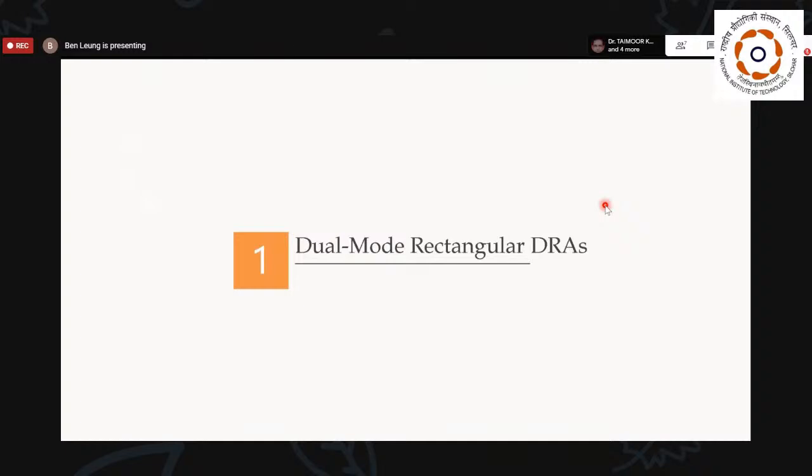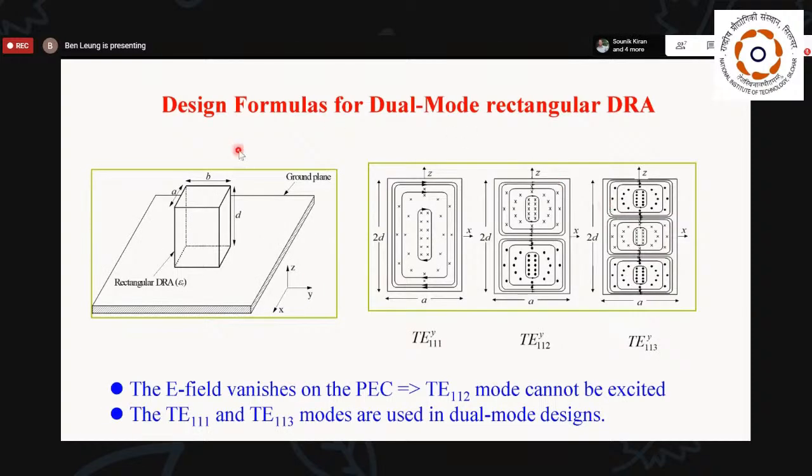Next, I'm going to discuss dual-mode rectangular DRAs. This is a basic rectangular DRA resting on a ground plane. The first 3 resonant modes of this rectangular DRA are TE111, TE112, and TE113 without the ground plane. That means the ground plane is actually located at the middle of these 3 DRAs. The lower one is in fact the image of the ground plane.